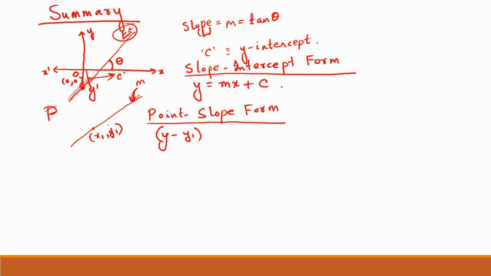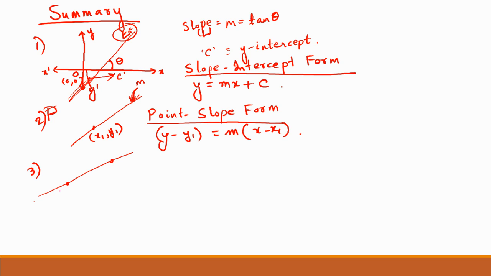So if you have a point x1 comma y1 and a slope m, you will use the point slope form, y minus y1 equals m times x minus x1. So this is your number 2 point, and this is our number 1 point, the slope intercept form. Number 3, let's say you have 2 points given in a straight line.